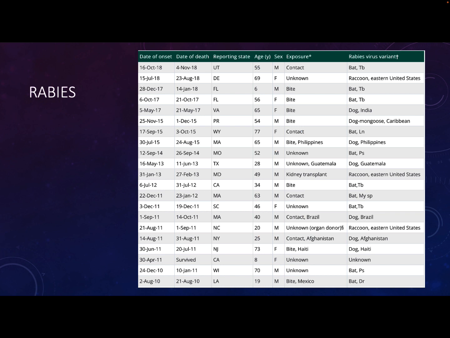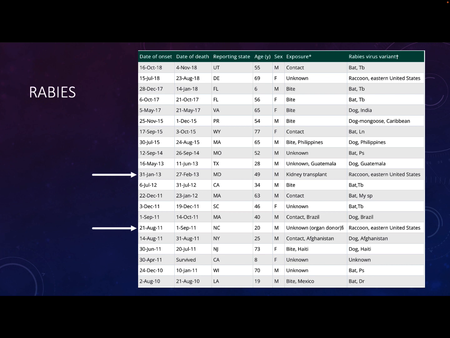So I tell you that it's almost always fatal. This is the most recent data that I could pull from the CDC. They published this report in 2020, and I guess they got busy with other stuff and haven't published a rabies report since then. But there are two things that I want to point out here. One, survived: an 8-year-old girl, and it's unknown how she actually got the infection. She survived. Usually what they have to do, they call it the Milwaukee Protocol.